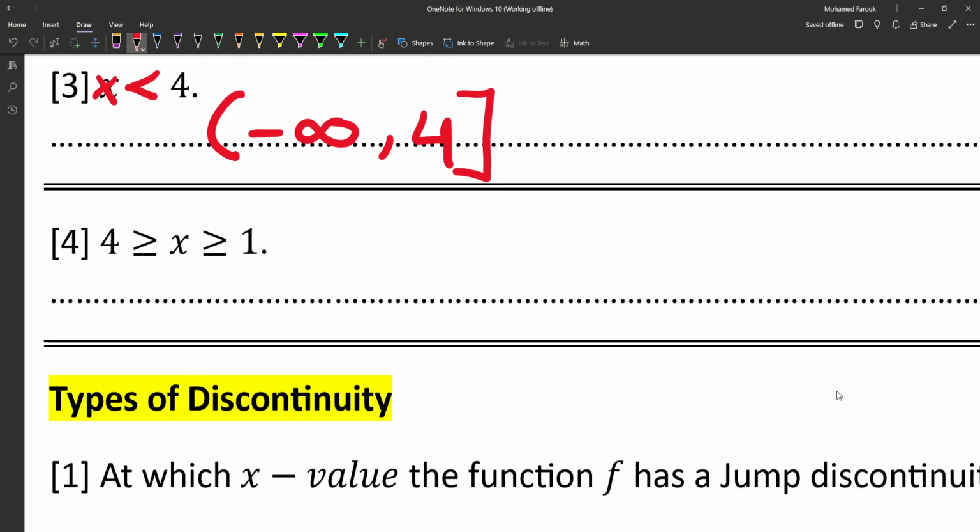This one is very easy. You will start with a smaller number, not 4, it's 1 and then 4. Then both of them have equal sign, so it will be square brackets.